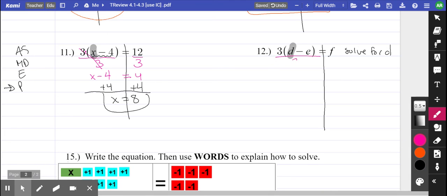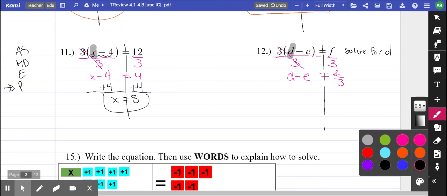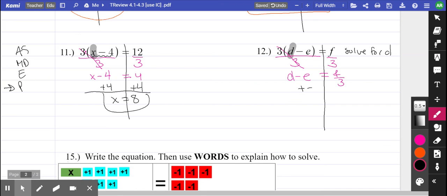Once again, we're going to divide both sides by 3. My d minus e is by itself now, so I can drop the parentheses. Then we have to do f over 3. Write it how you say it. F over 3 is written as, well, f over 3. Now we have to move this e. Well, if we added 4 for number 11, then we should add e to both sides.